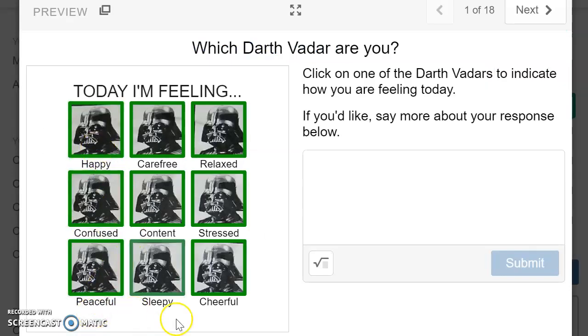Card number 1 is just a quick check-in. How are you feeling today? Which Darth Vader are you? Are you the happy one, carefree one, relaxed, confused, content, stressed, peaceful, sleepy, or cheerful? Pick one. And if you like, say more about your response below.